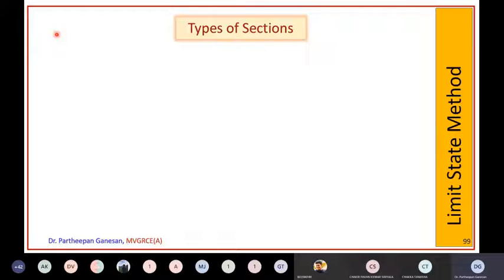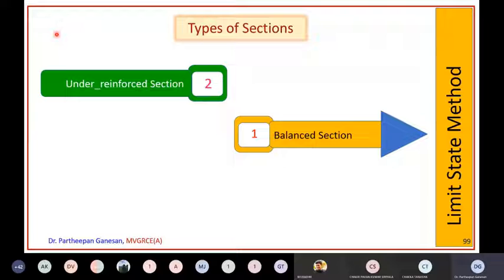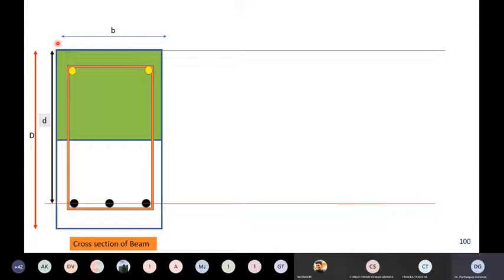Now, there are some types of section. One is called balance section, which I earlier also explained to you, but I will repeat it again here. Under reinforced section and over reinforced section. Okay. Now, what is balance section? What is under reinforced section? What is over reinforced section? First, we will see about balance section.